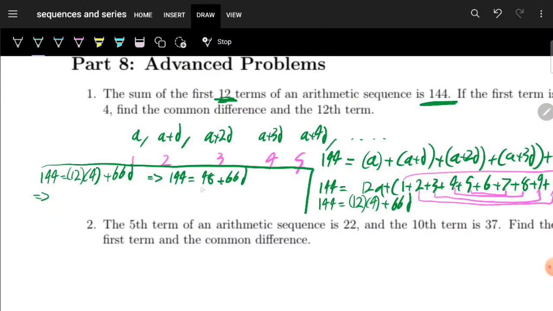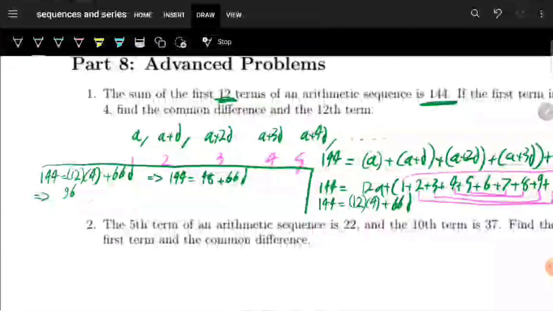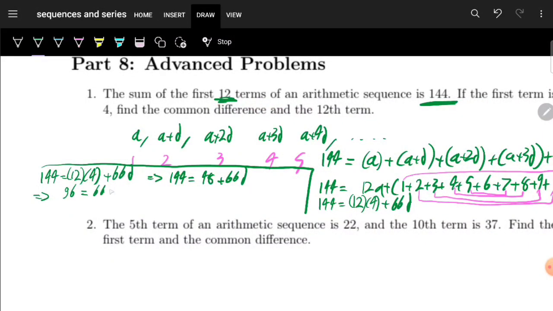So what is that going to give us? 144 minus 48, that's going to be 96. So 96 is equal to 66d. And now I'll divide by 66 on both sides, and so we get 96 over 66 is equal to d. So that's going to be our common difference, and we can simplify 96 over 66. This is going to come out to 16 over 11. So we get 16 over 11 is equal to d. That's our common difference.